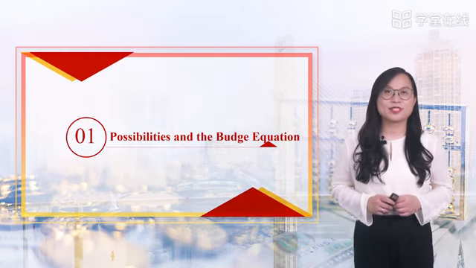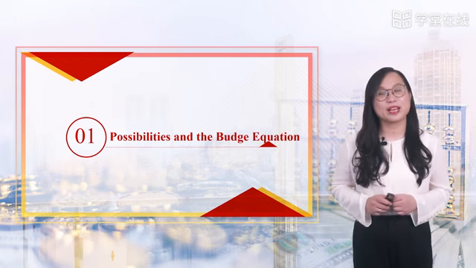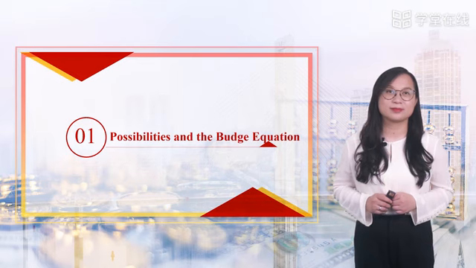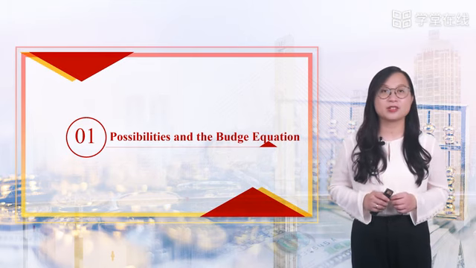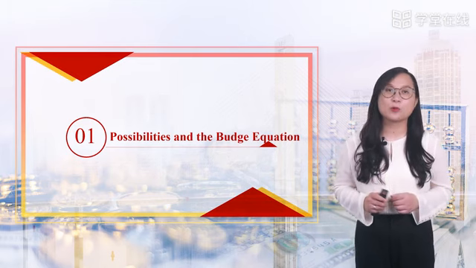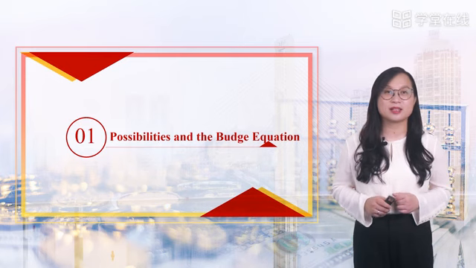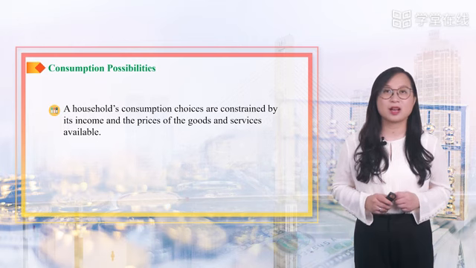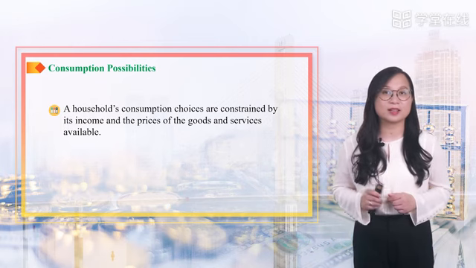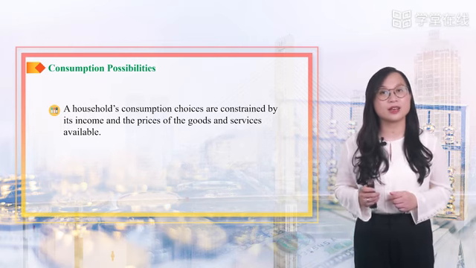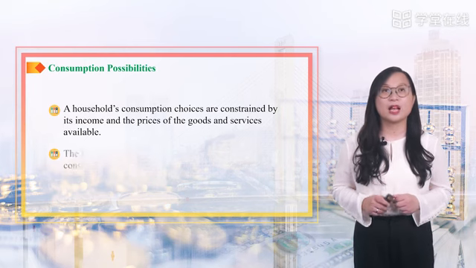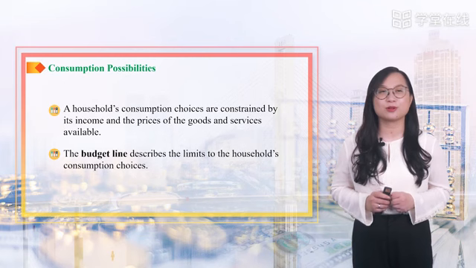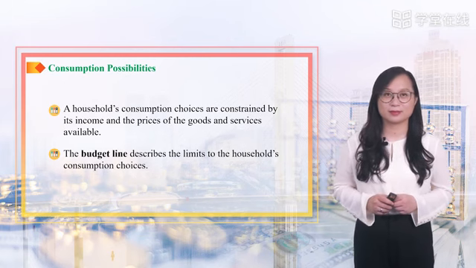In the last chapter, we used figures, tables, and a few equations to describe consumers' possibilities. And in this first session of this new chapter, we will study it again mathematically. A household's consumption choices are constrained by its income and the prices of the goods and services available. We can use the budget line to describe the limits to the household's consumption choices.